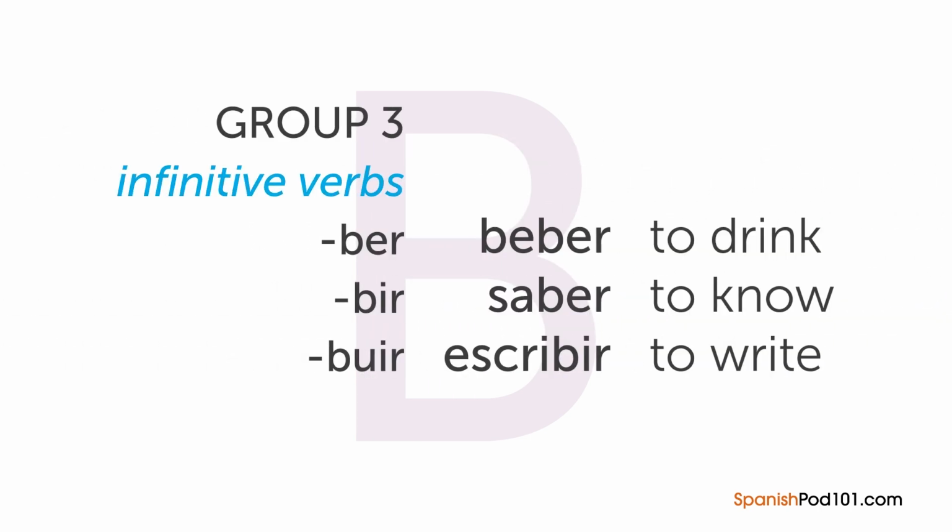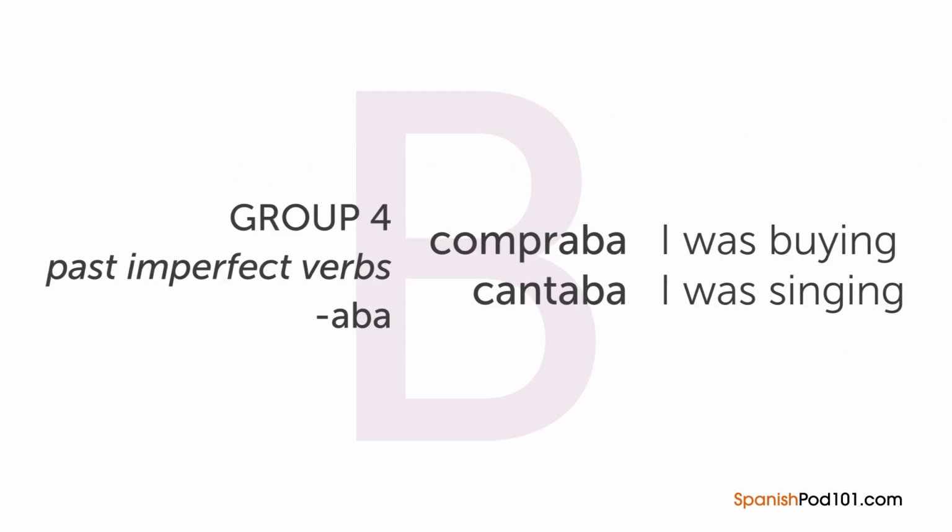Third, all the verbs whose infinitive forms end with ver, bir, and buir. For example, beber, to drink, saber, to know, and escribir, to write. Fourth and last, all of the past imperfect verbs whose first conjugation ends in aba. For example, compraba, I was buying, or cantaba, I was singing.